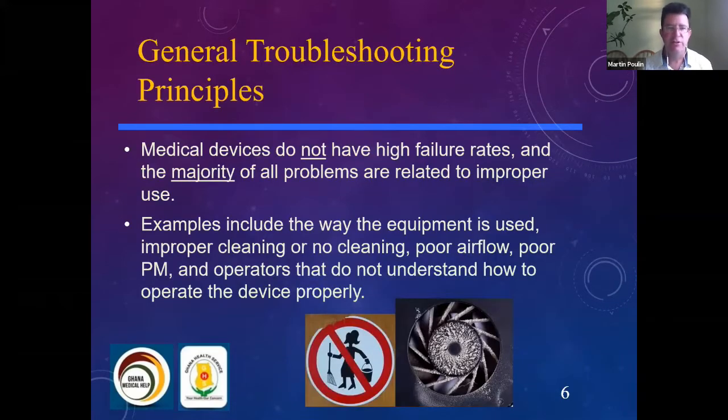So just initially starting with some thoughts on some general troubleshooting principles. The first thing to acknowledge is that medical devices typically do not have high failure rates, and the majority of all problems are related to improper use or maintenance. Examples of improper use are things like improper cleaning or no cleaning, sometimes causing poor airflow and therefore overheating, poor preventive maintenance, and sometimes operators that don't understand how to use the device properly.